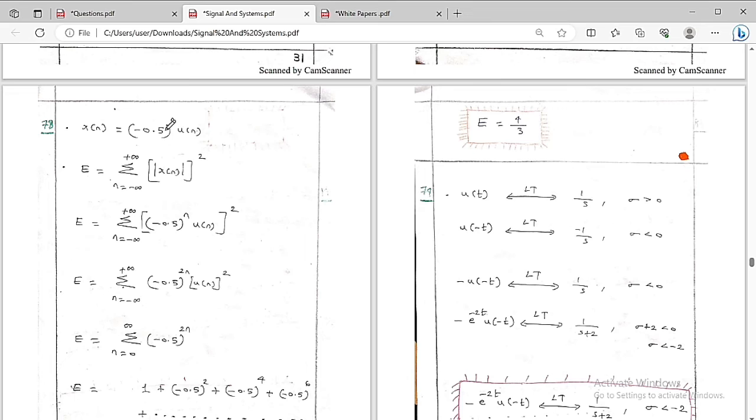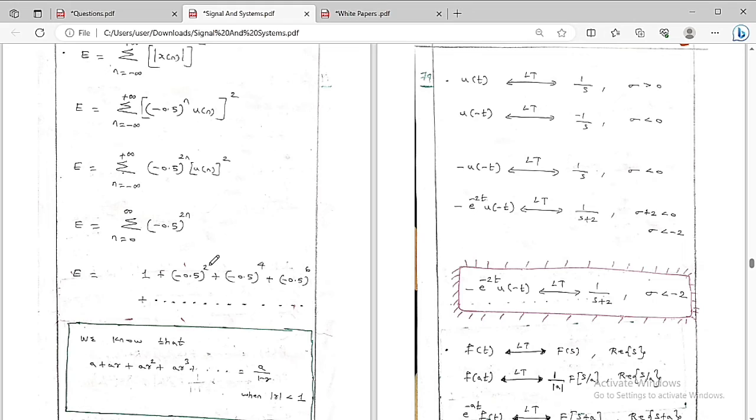So what are we going to get? ((Minus 0.5) to the power of n times u of n) whole square. Squaring both sides, we get (minus 0.5) to the power of 2n times u of n whole square, summed from n equal to minus infinity to plus infinity. As u of n is defined only from n equal to 0 to infinity, from minus infinity to minus 1 its value is 0. So the summation now becomes from n equal to 0 to infinity, and u of n square is nothing but 1, so 1 square is equal to 1.